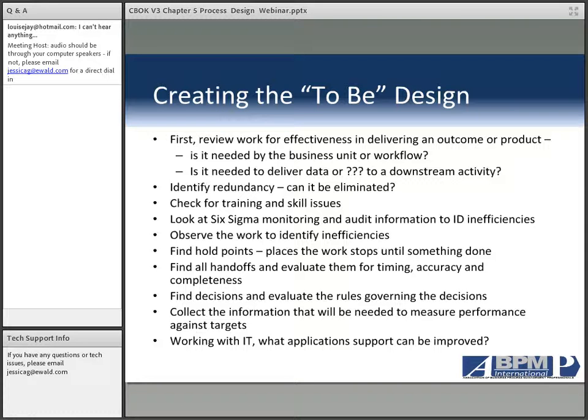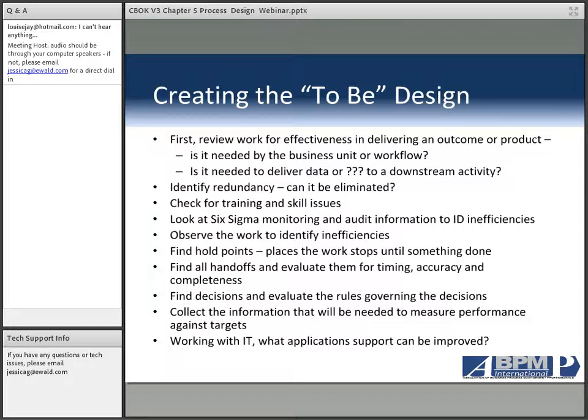You need to identify hold points, things where everything just stops, waiting for something, and figure out how you can shorten that wait time, or maybe even eliminate it. Look at handoffs. The big problem with handoffs deals with timing and then the quality of the work that you get back. So you need to build in ways to look at that.